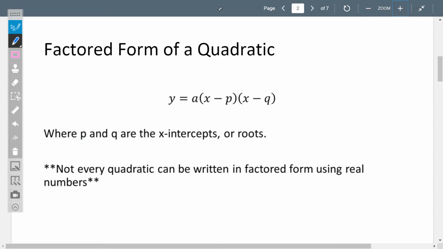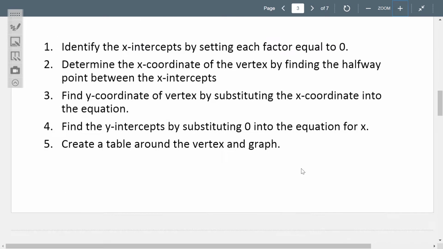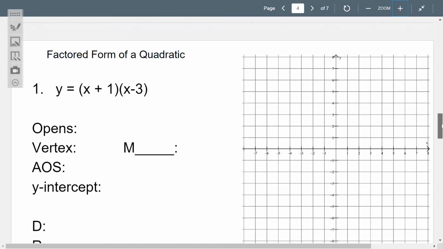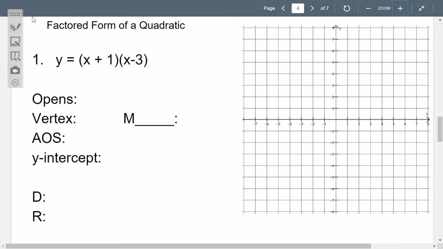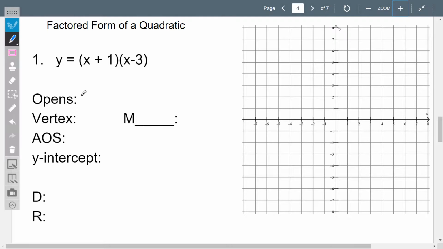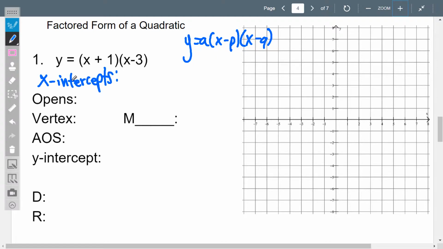Now, not every quadratic is going to have x-intercepts, so not every quadratic can be written in this form. Let's see exactly how this is done. So y is equal to a(x minus p)(x minus q). If we know p and q are x-intercepts, then we simply have to identify p and q in the problem, and we'll know where our x-intercepts are.